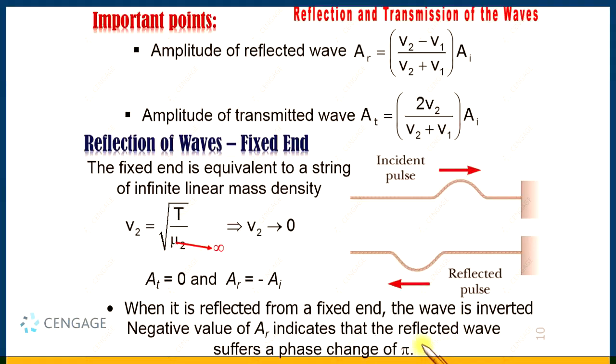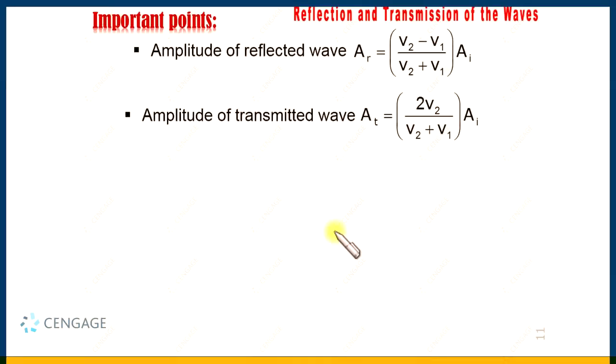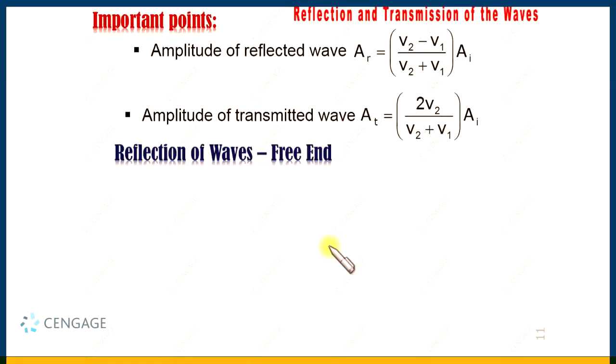Now consider one more case, that is the reflection of the wave from a free end. How to make the free end? We can do one thing: we can tie a ring to the terminal end of the string like this. This is a rod, and we have connected a ring to the terminal end of the string. Suppose this pulse or wave is incident on the ring, then what will happen?